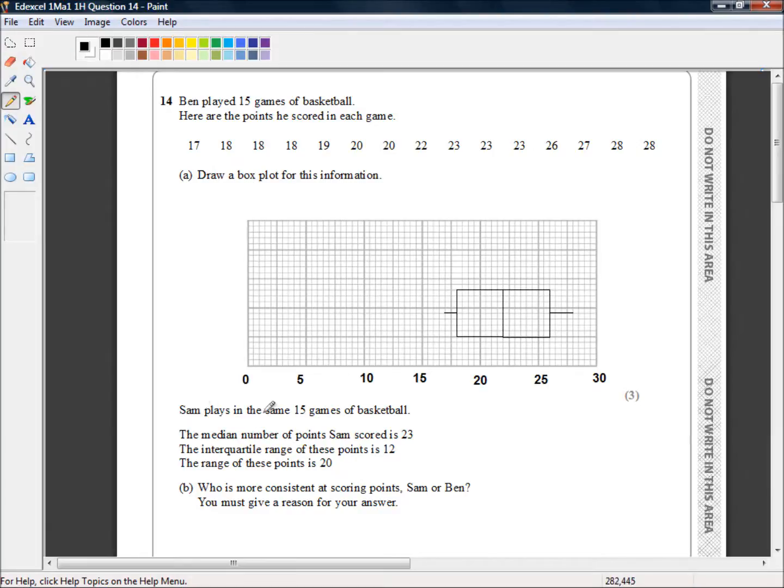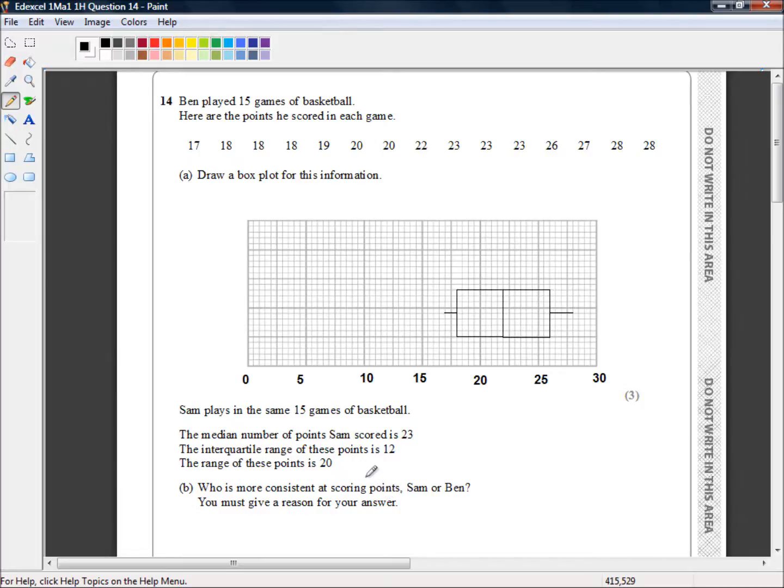Sam plays in the same 15 games of basketball. The median number of points Sam scored is 23. The interquartile range of these points is 12. The range of these points is 20. Who is more consistent at scoring points, Sam or Ben? You must give a reason for your answer.